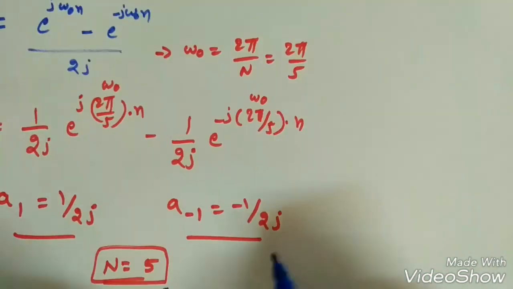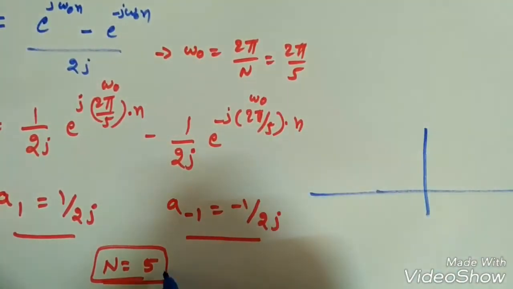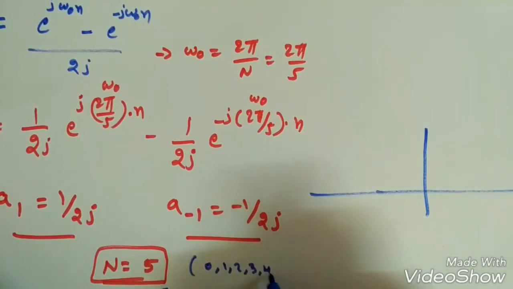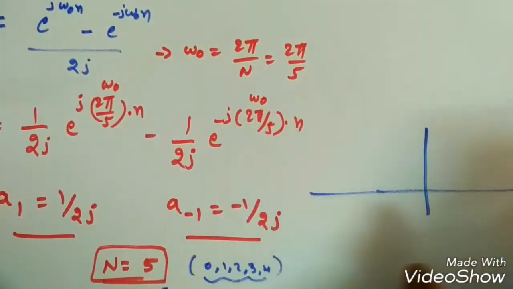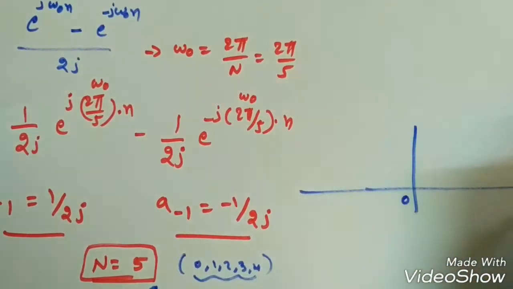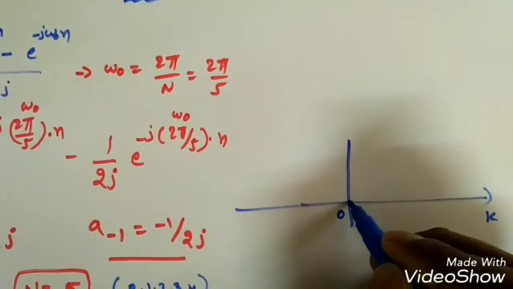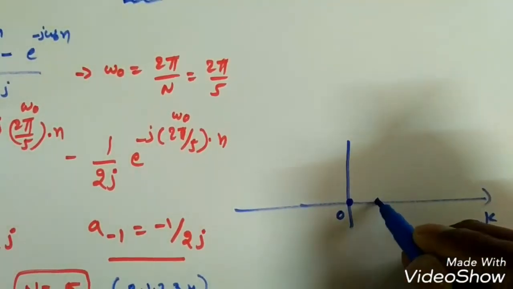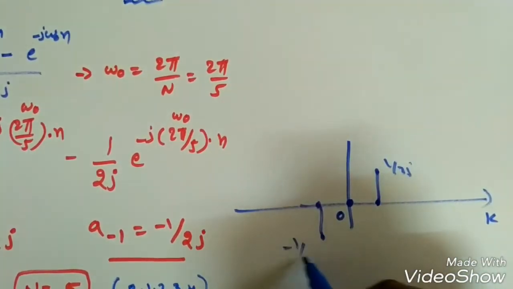Now if I draw the Fourier series coefficients in a diagram, see N is equal to 5. So N equal to 5 means the coefficients will be from 0, 1, 2, 3, 4. So 5 numbers will be repeated. First we will represent k equal to 0, in terms of k only. At k equal to 0 we get 0, but at k equal to 1 we got 1 by 2j, and at k equal to minus 1 we got minus 1 by 2j.